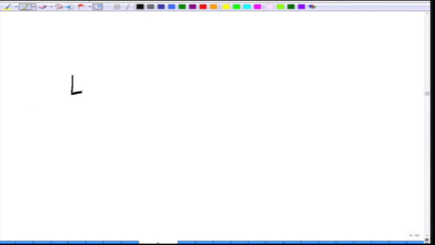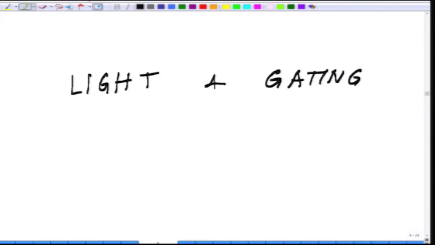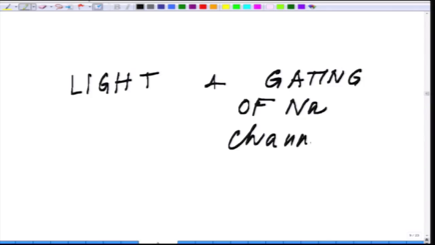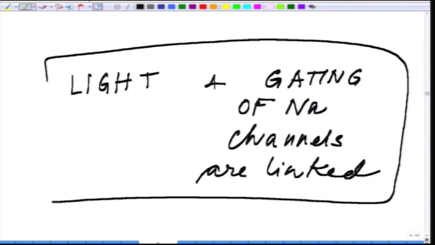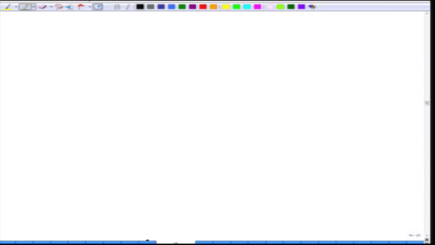So, these are the two things which you will now be discussing: light and gating of sodium channels are linked. And now, what we will do is establish that linkage, what essentially is happening. There are two things which are happening out there. The first thing that happens is, let us go back to the membrane structure.